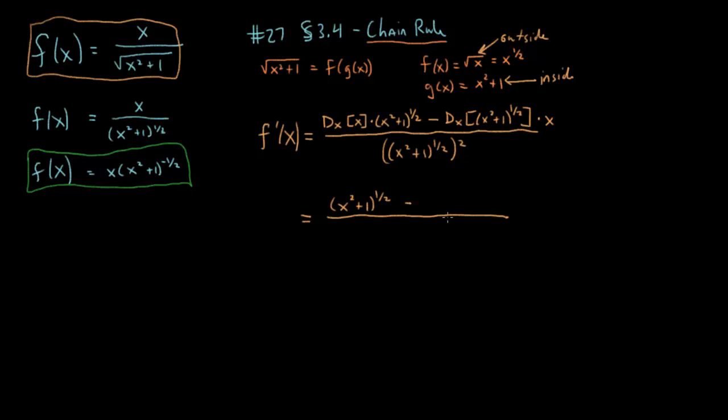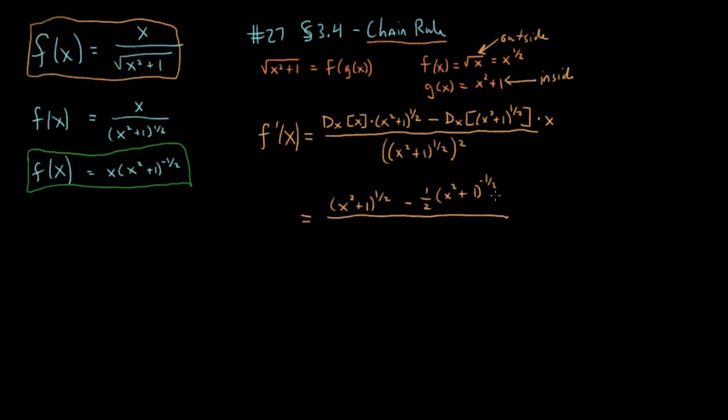The derivative of that is 1/2 times something to the 1/2 minus 1 power, which is negative 1/2. Now I need to make those a little bit bigger. To the negative 1/2 power. Now, it's the derivative of the outside function evaluated at the inside function. So the inside function goes right here, x squared plus 1.